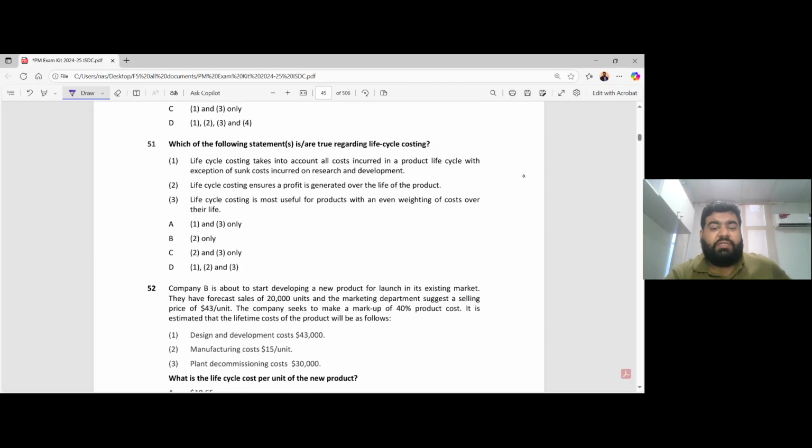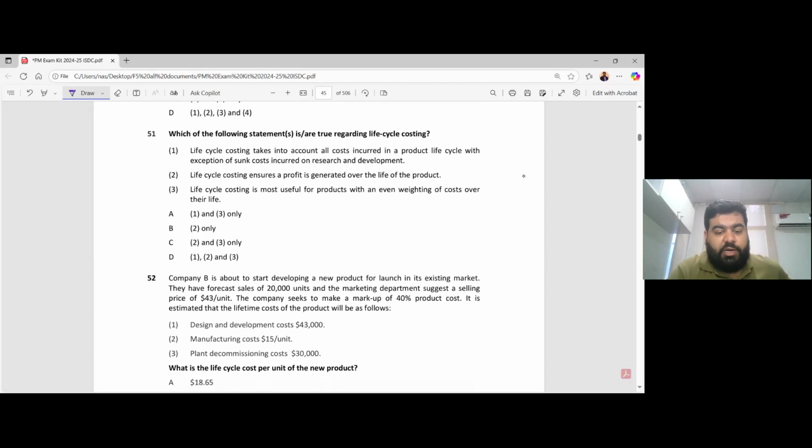Which of the following statements are true regarding life cycle costing? Again, there are some of these types of theoretical questions, very important. Life cycle costing takes into account all costs incurred in the product life cycle with the exception of sunk cost incurred on research and development.